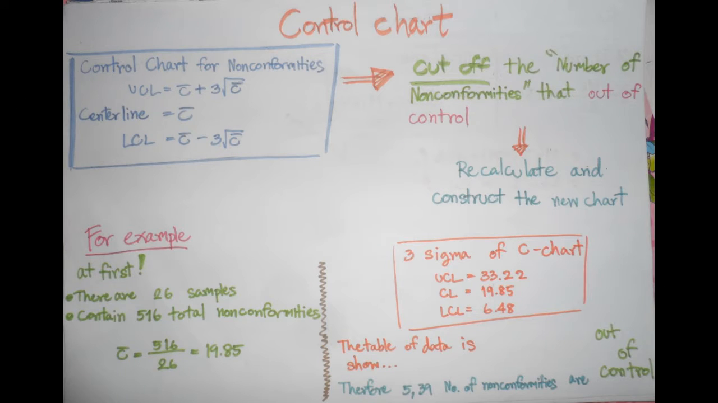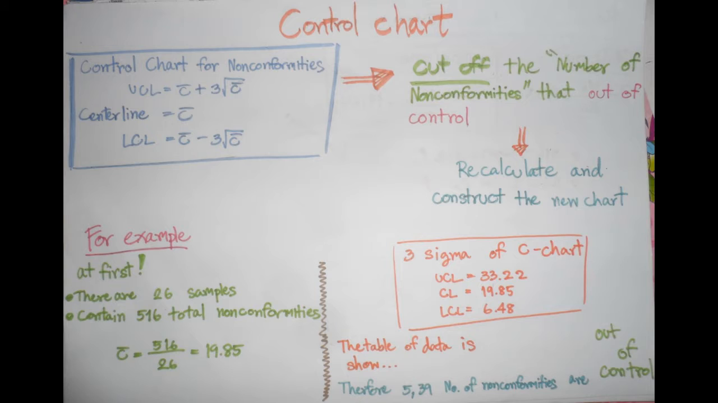And the last chart of my presentation is the C control chart. It is based on the total number of nonconformities and the average number of nonconformities per unit. The formulas to calculate 3 sigma of the C control chart for nonconformity are: upper control limit is equal to c bar plus 3 times the square root of c bar, the center line is equal to c bar, and the lower control limit is equal to c bar minus 3 times the square root of c bar.